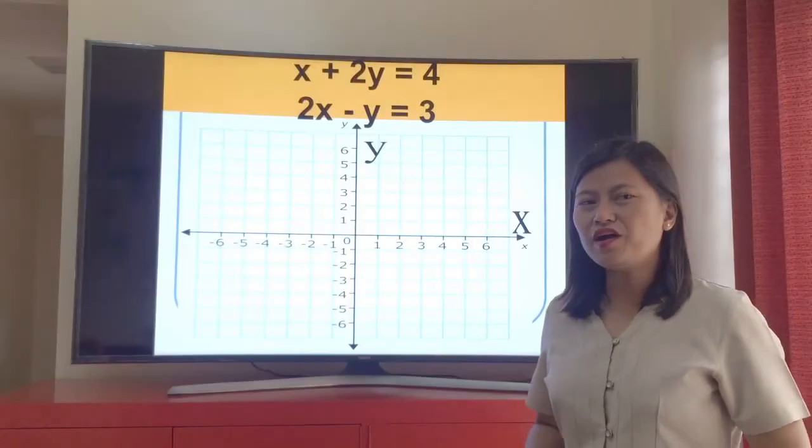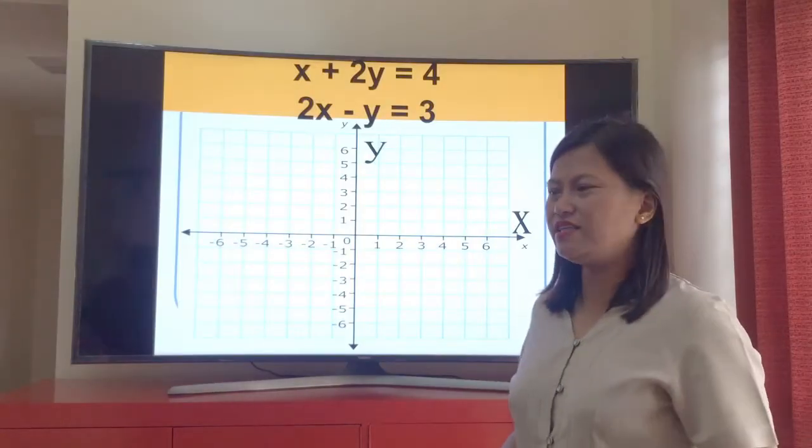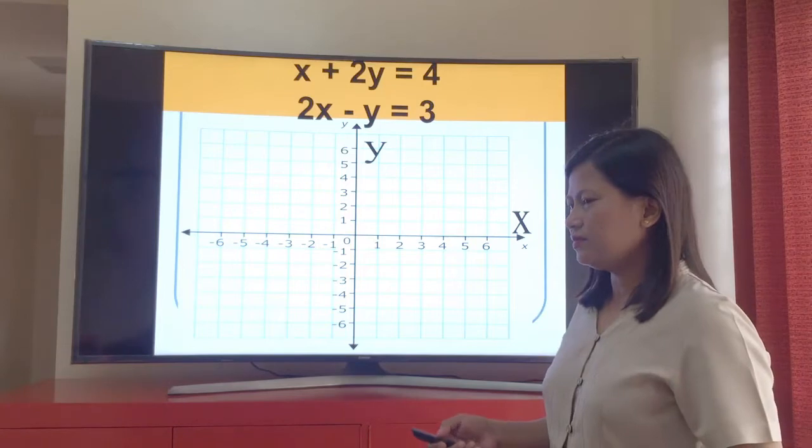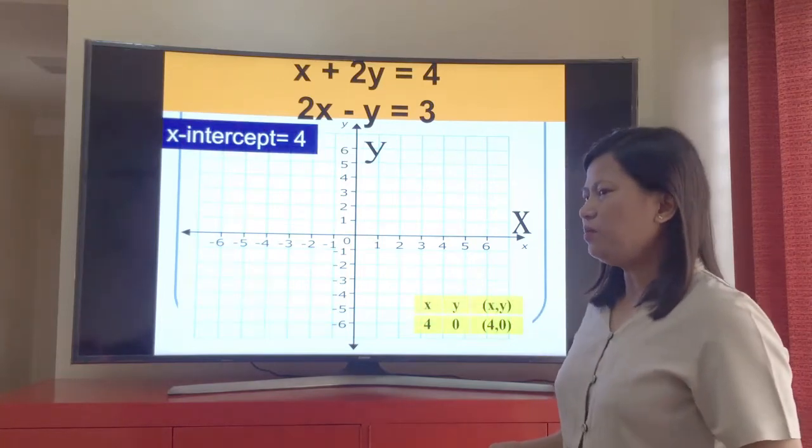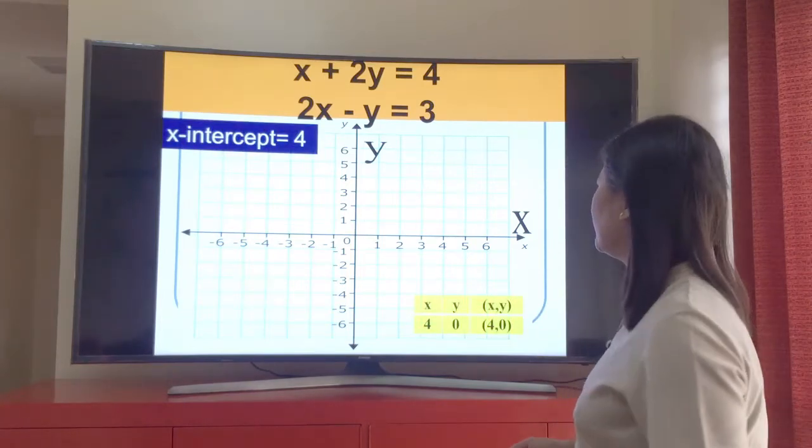So let's have the graph of x + 2y = 4. We plot the x-intercept.